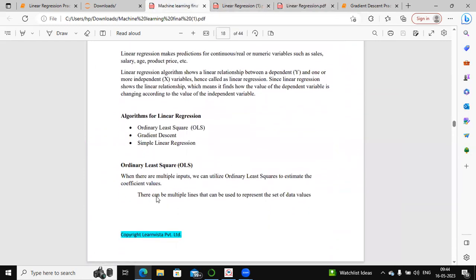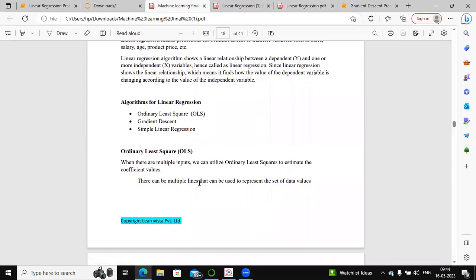Let me read it once again. When there are multiple inputs, we can utilize ordinary least squares to estimate the coefficient values. Why do we want to estimate the coefficient values? So that we'll be able to do the prediction for whatever input we get.